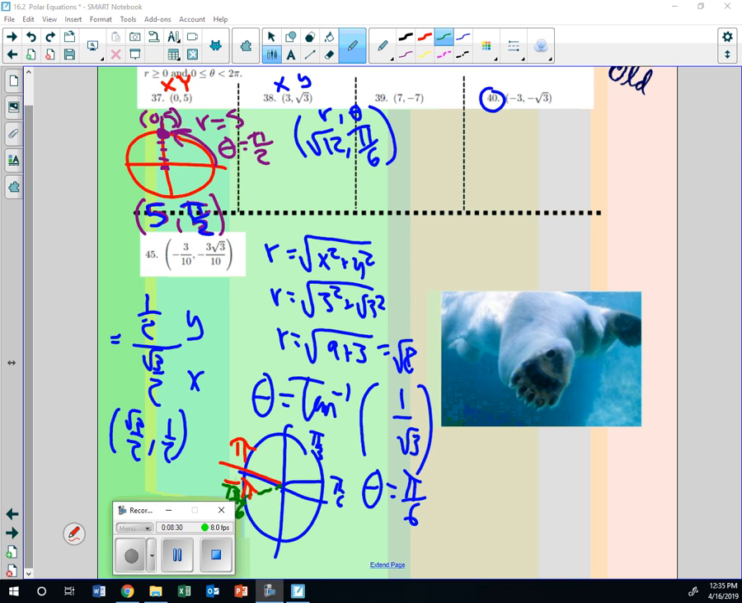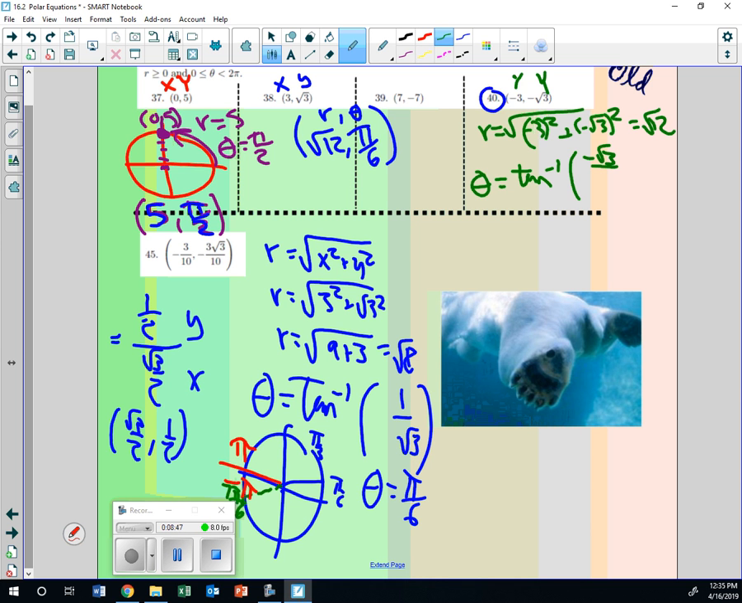All right, so we still have r is the square root of negative square root of 3 squared plus negative square root of 3 squared, which is the square root of 12 again. Theta is going to be the inverse tangent of y over x. This is interesting. This is going to be the inverse tangent of 1 over square root of 3 again. How can that be, though? Because both of these are negative, this is where it is.